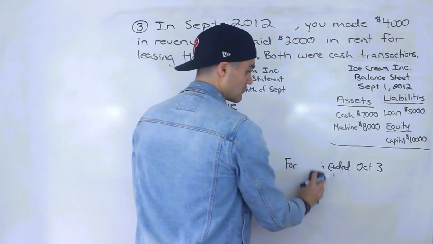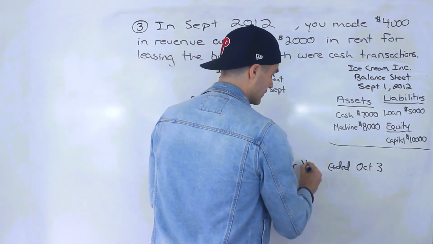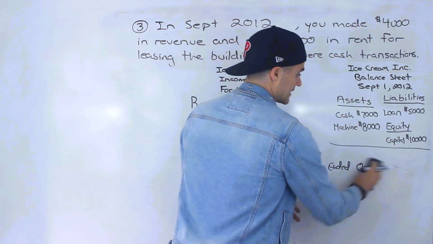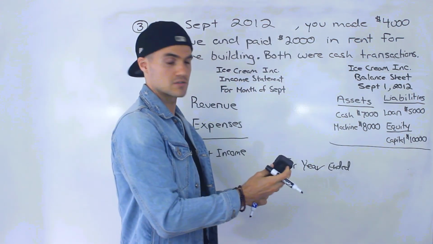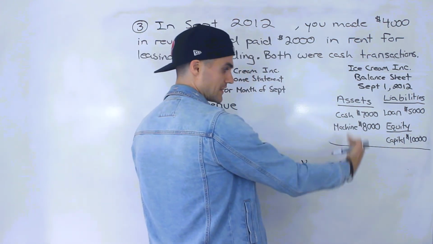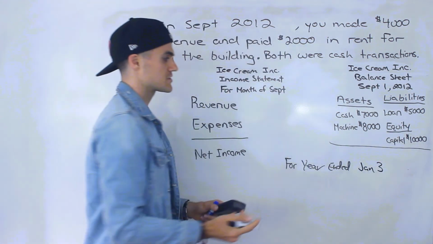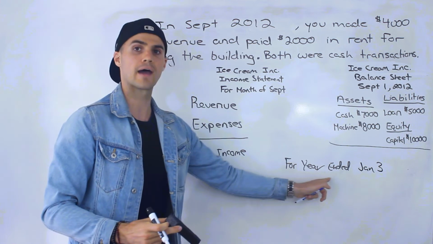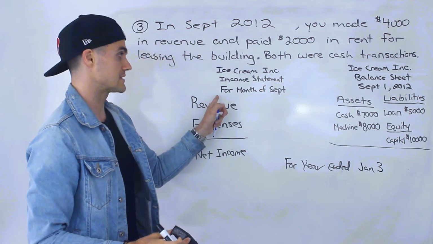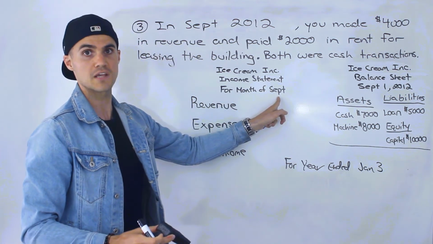Or sometimes you'll see for year ended, and instead of having December 31st, which would be a nice finish to a year, they'll have maybe like January 3rd or something like that. So that's why this format is sometimes written instead of just saying for the month of September.